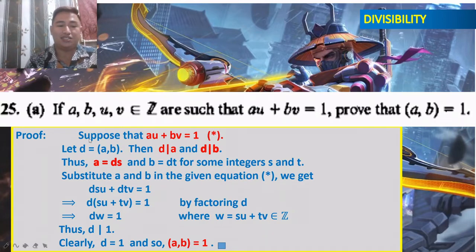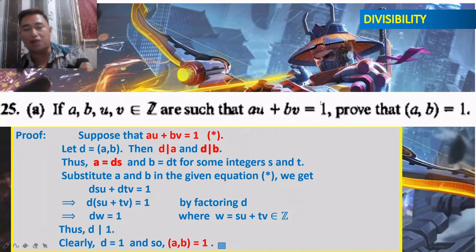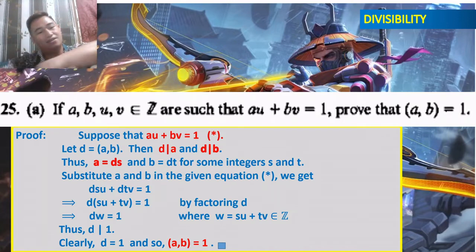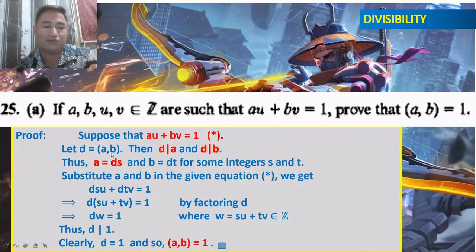Class, suppose that the GCD is D, equal to the GCD of A and B. We will show that the proof that the GCD is 1 means showing that D is equal to 1. That is our goal: D equals 1, or GCD of A and B equals 1. We suppose that D is equal to this.